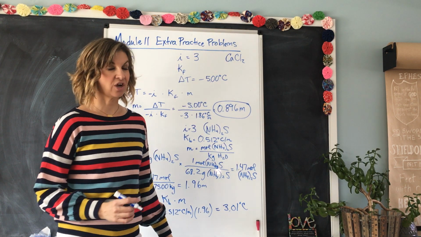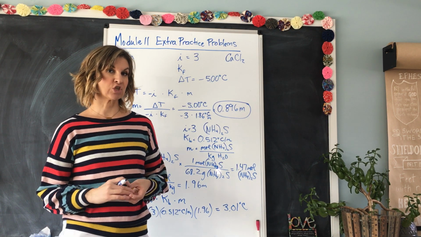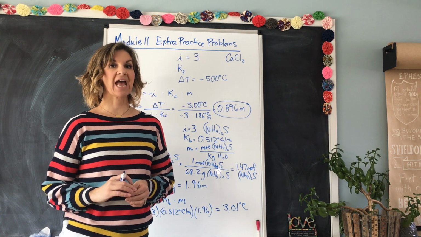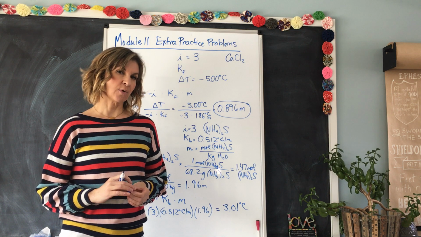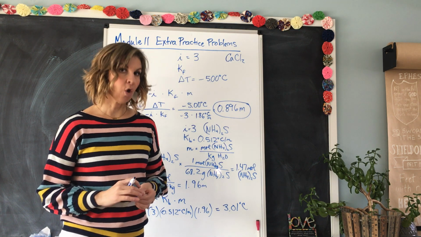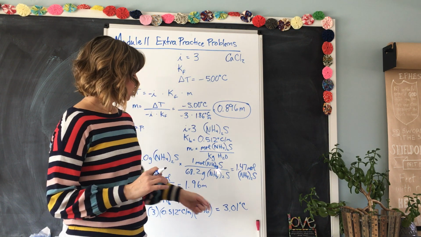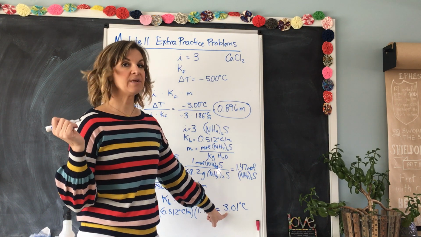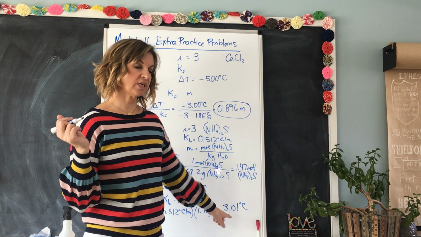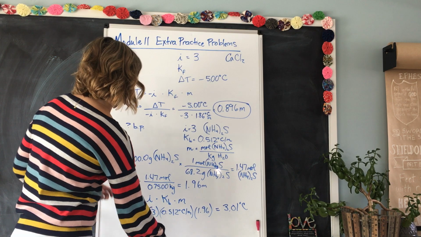Now, is that the answer? Were we looking for how much the temperature would change? No, we're looking for the actual boiling point. So the boiling point of water is normally 100 degrees. So we have to add 3.01 degrees to 100 degrees.